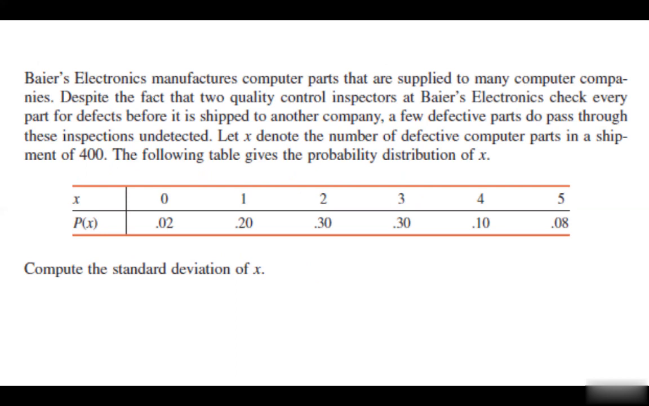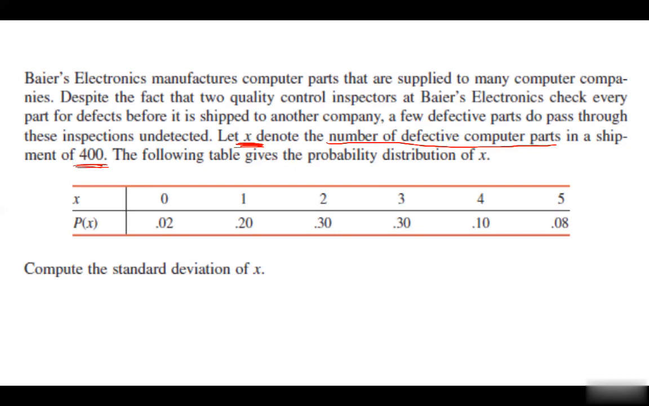Bayes Electronics manufactures computer parts that are supplied to many computer companies. Despite the fact that 2 quality control inspectors at this company check every part for defects before it is shipped to another company, a few defective parts do pass through these inspections undetected. Let X denote the number of defective computer parts in a shipment of 400. So note that the meaning of X is the number of defective computer parts in a shipment of 400.